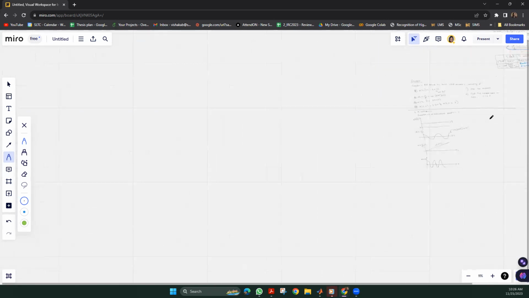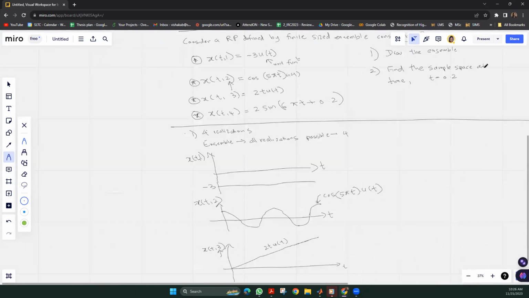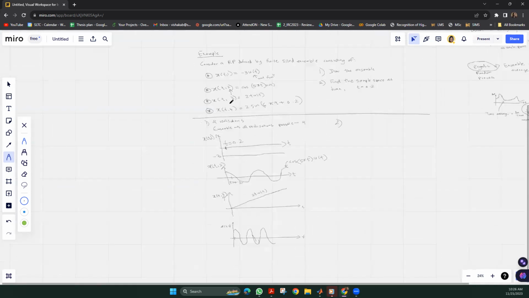The second question is that we need to find the sample space at time equals 0.2. At time equals 0.2, we can find the sample space by finding the value of these realizations at that time. For each realization, we can substitute t equals 0.2 into each of these functions.